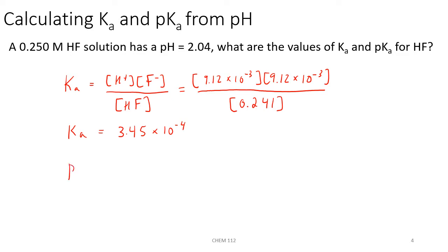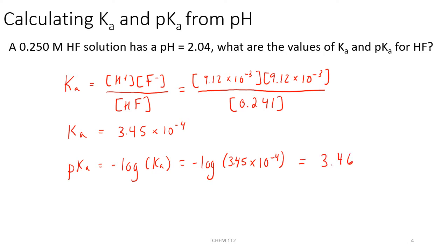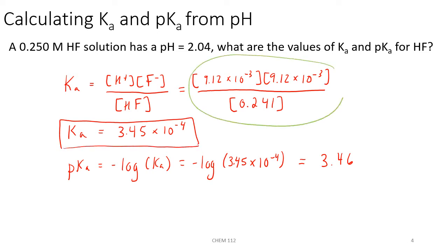And to calculate our pKa, we'll take the negative log of our Ka, which is negative log of 3.45 times 10 to the negative fourth power. And our pKa is about 3.46. So in order to calculate our Ka, we had to be able to figure out all those equilibrium concentrations on the right-hand side. And then once we knew our Ka, we could use that relationship between pKa and Ka.